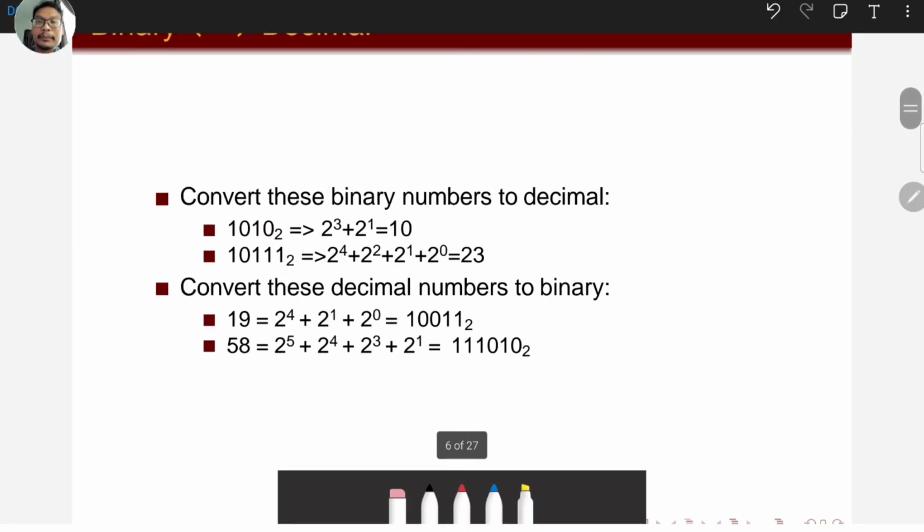Okay, so some examples here. Let's have a look at some examples. So given 1010 base 2, binary, how do we find the equivalent decimal? What we do here, remember, is this is a bit position. So this is bit position 0, bit position 1, bit position 2, bit position 3.